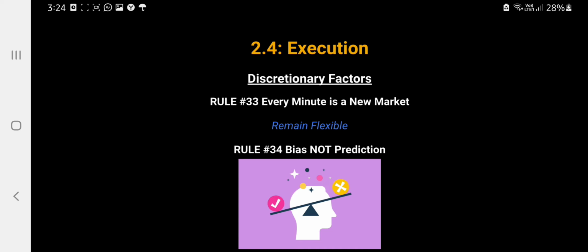Okay, so bias is a disproportionate weight in favor for or against an idea. So without getting too technical, having a bias means you're never 100% black or white. You're never 100% right or wrong. You're never 100% bullish or bearish. You're never 100% sure that you're going long or going short. That's what a prediction is.